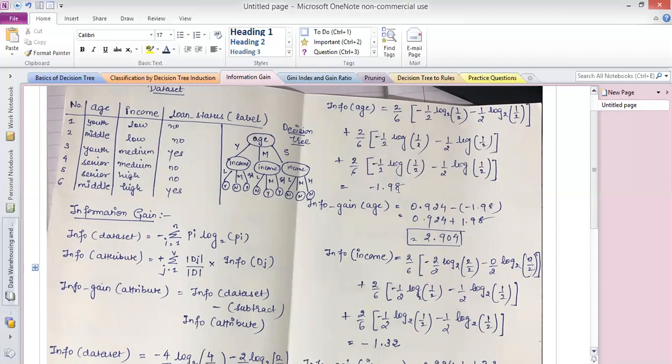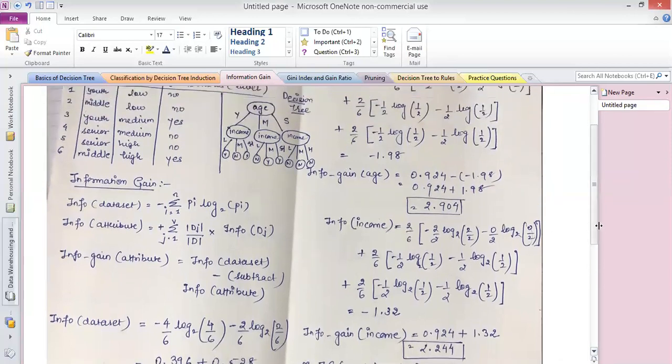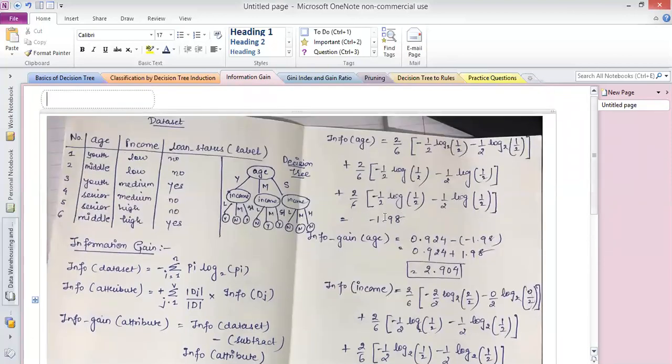Okay. So once you have found out the information value for data set and the information value for age, the information gain for age, the formula as you can see here, the information gain for attribute is going to be information data set minus information attribute. So the value that we got for data set, you pick the value from here. You've calculated it here, 0.924, minus the value for info attribute that you will get, the corrected value. Put it in the formula and you get the information gain for age.